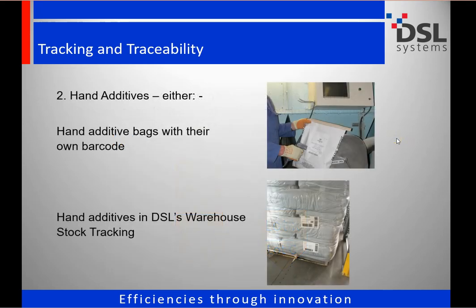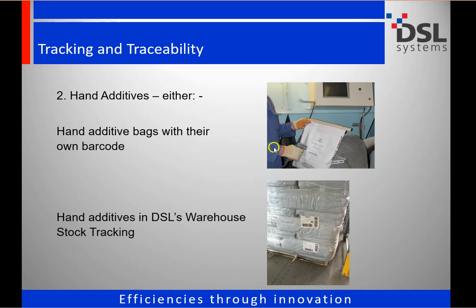There are two ways to track a particular lot of hand additives. If the individual bag of hand additives has what we call a bag barcode, here, this will include various information, including a supplier's lot number. And when the additives are added to a batch and the barcode scanned, this lot number is stored with all the other information with the main batch.